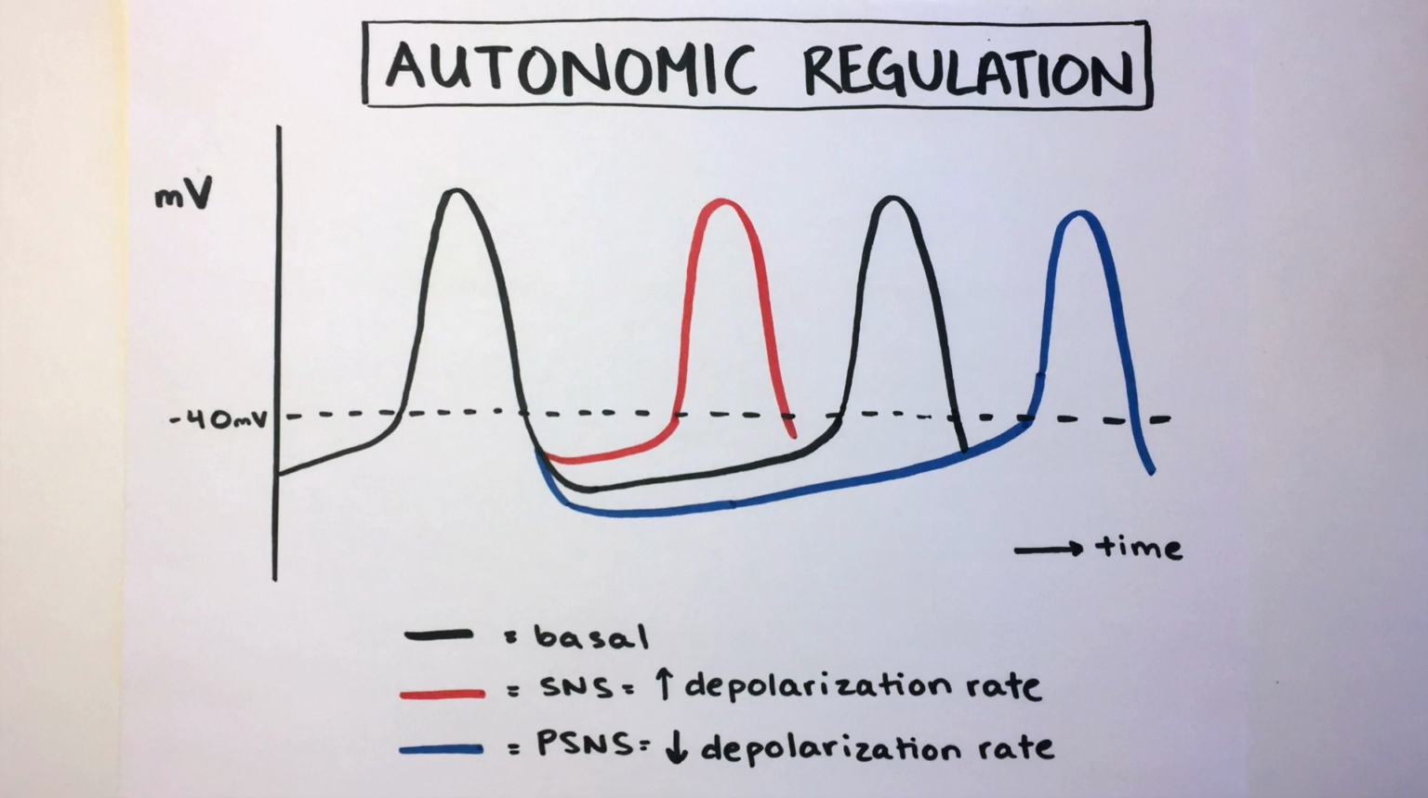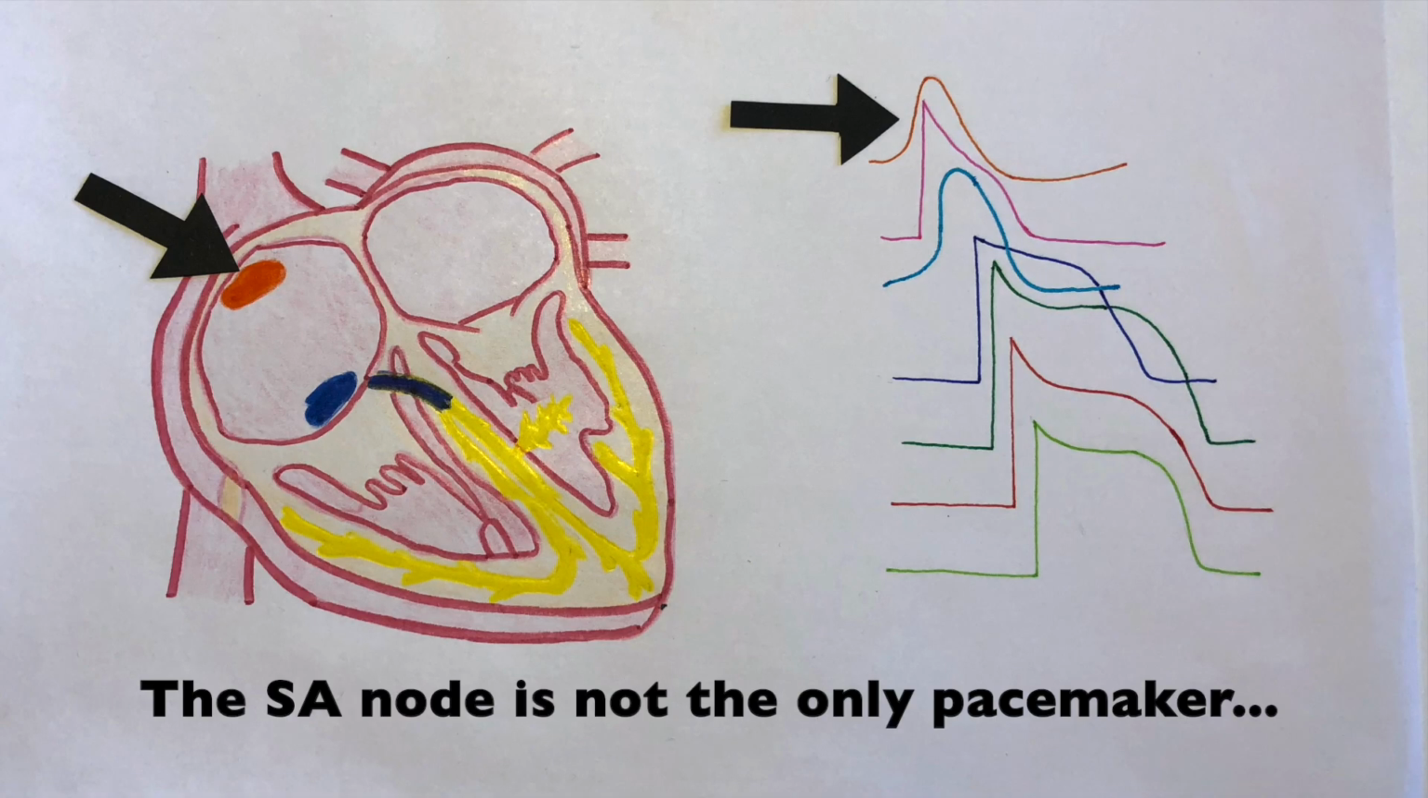On the other hand, activation of the parasympathetic nervous system will cause slower depolarization and a slower heart rate. Based on the graph shown here, you can see that you will get a variable depolarization rate with autonomic nervous system activation. While we focused on the action potential of the SA node, it isn't the only area of the cardiac conduction system with pacemaker potential.